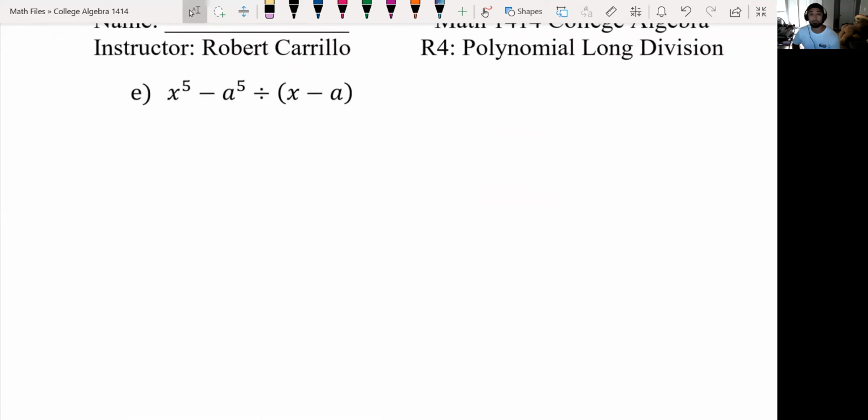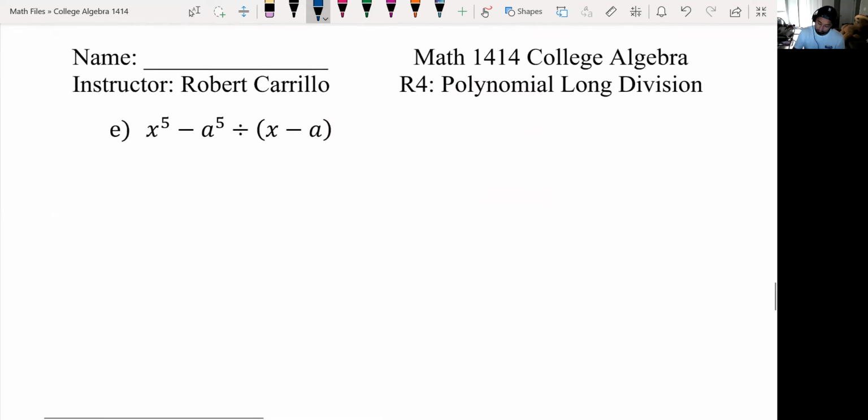Last one. Oh man, look at all those letters. Okay, so looking at the first one, we're missing a lot of powers. We just have x to the 5th. That's it. So we need to account for all the missing powers.